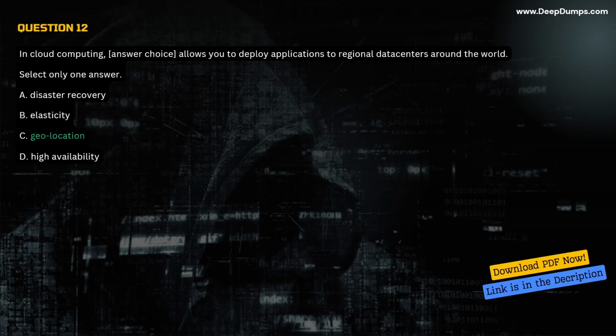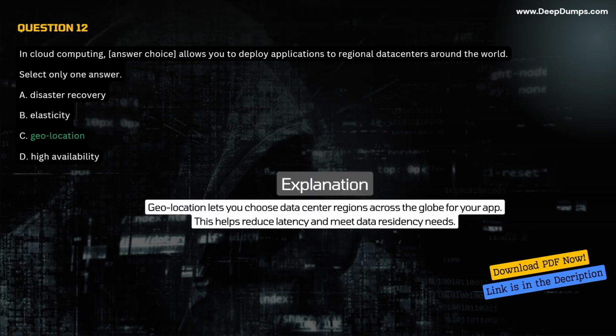Geolocation. Explanation: geolocation lets you choose data center regions across the globe for your app. This helps reduce latency and meet data residency needs.